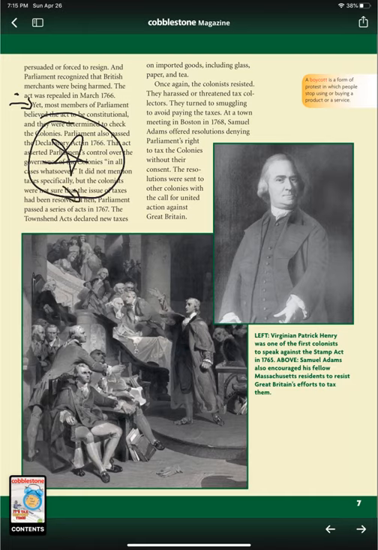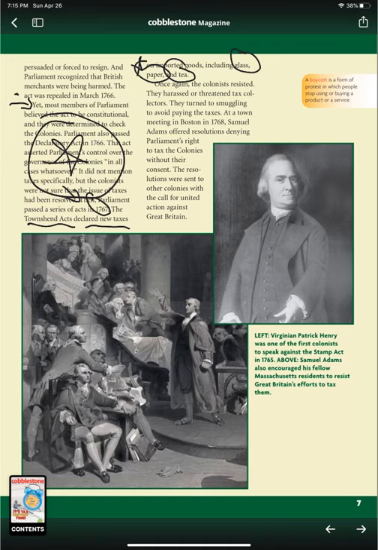But then Parliament passed a series of acts in 1767. This is where the tea gets good, no pun intended. The Townshend Acts were new taxes on imported goods, including glass, paper, and tea. You need glass, paper, and tea to live, people. Once again, the colonists resisted. They harassed or threatened the collectors. They turned to smuggling to avoid paying the taxes. Those of you who said in the past you'd be smugglers, now's your time.